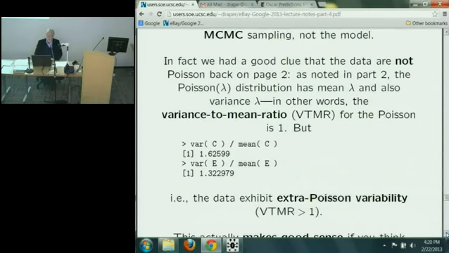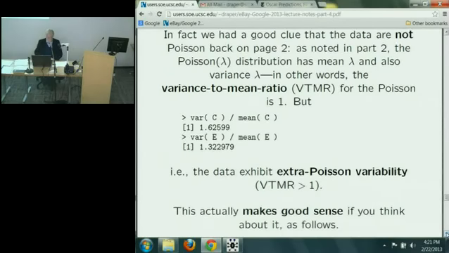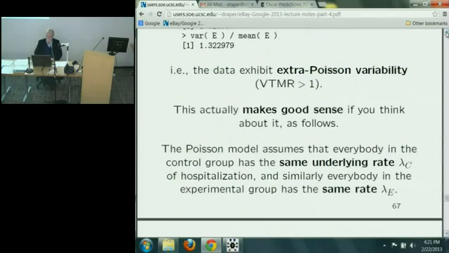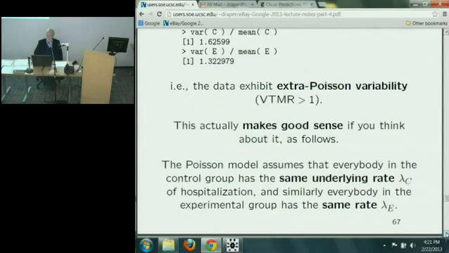So in fact, we had a good clue that the data are not Poisson because of the variance to mean ratios. So there they are on this page here, which seems to be page 67 of part 4. The variance to mean ratio in the control group is 1.63, and in the treatment group 1.32. So those are VTMRs that are substantially bigger than 1, and the jargon is the data exhibit extra Poisson variability.